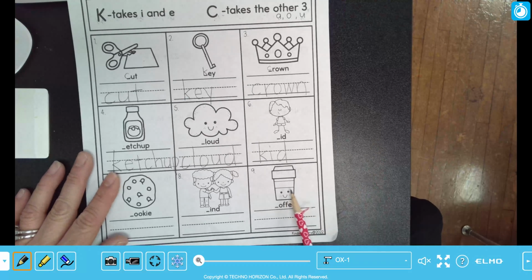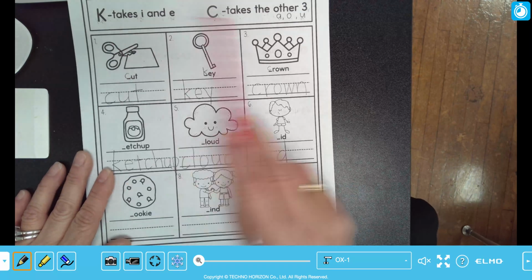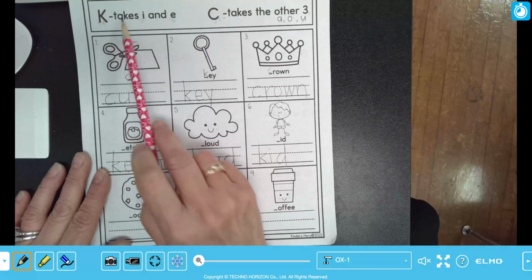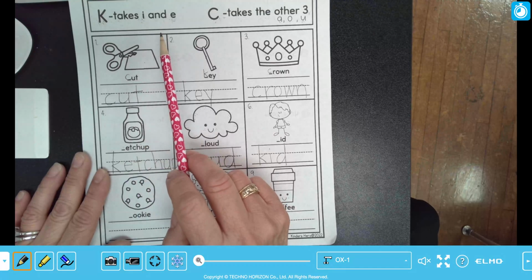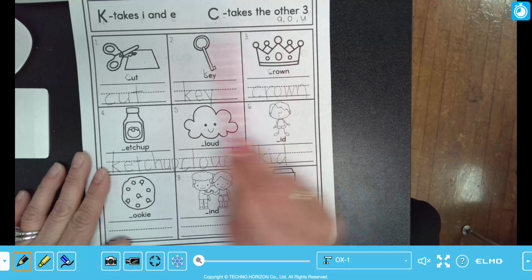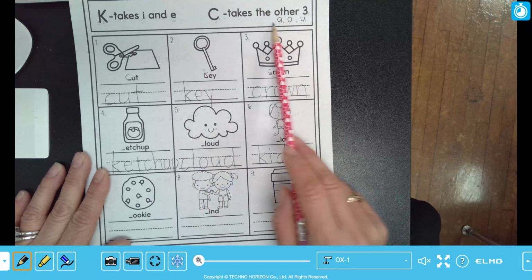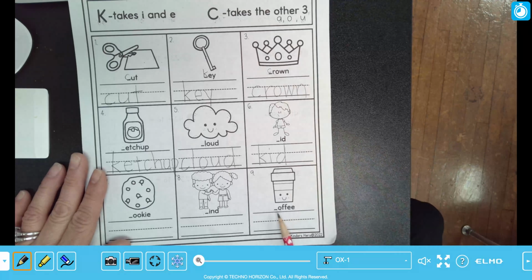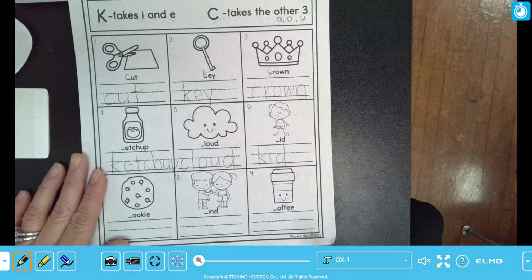Okay, the last word here is coffee. Can you say coffee? So k a fee. K a fee. So which one is it? Is it K or is it C? Well, look at the next letter. The next letter is an O. So say K takes I and E. C takes the other three. So I and E, and here's the other three. Which one? Yeah, it should be a C, right? Because there's the O, so it should be a C. So go ahead and write coffee here with a C.